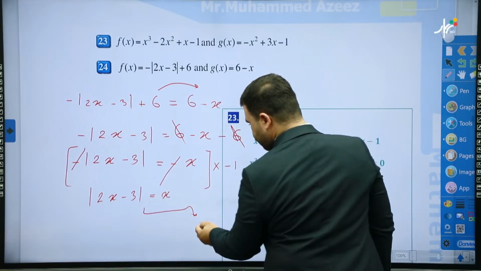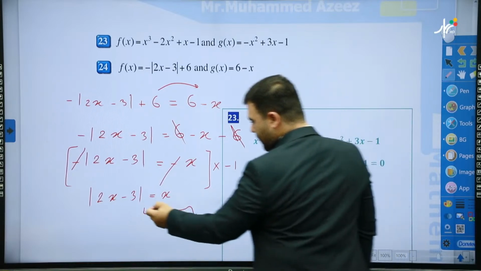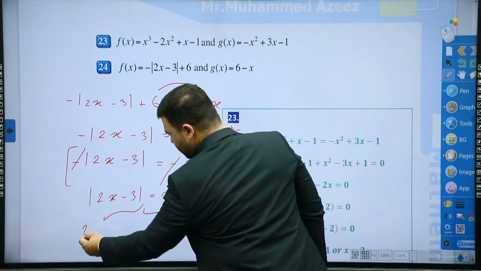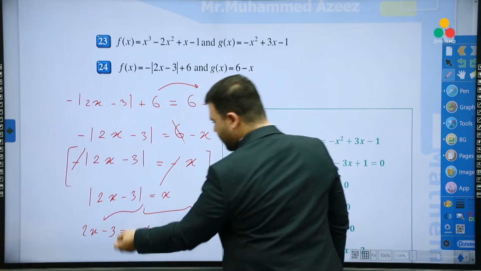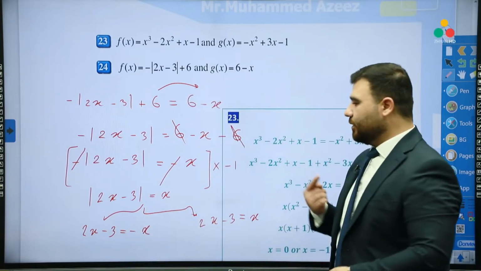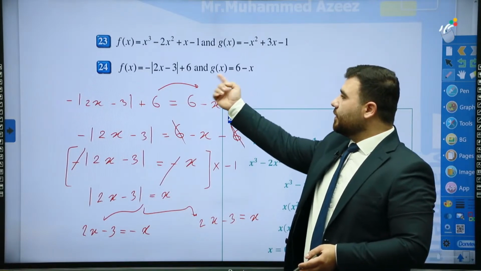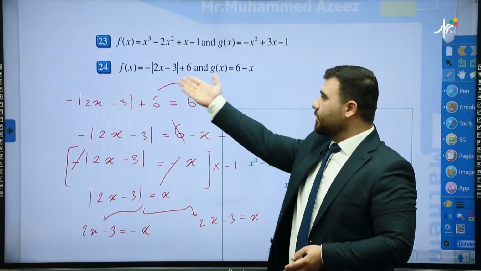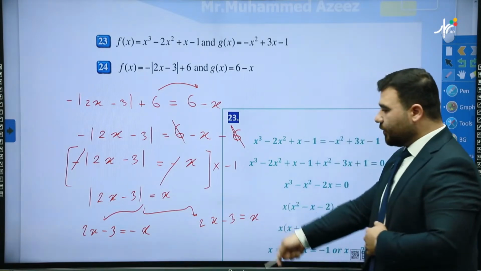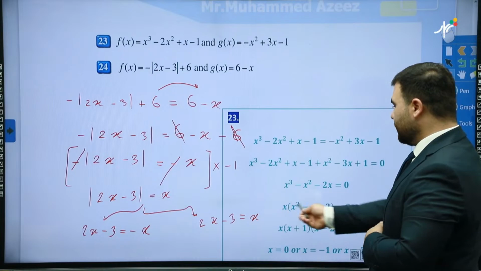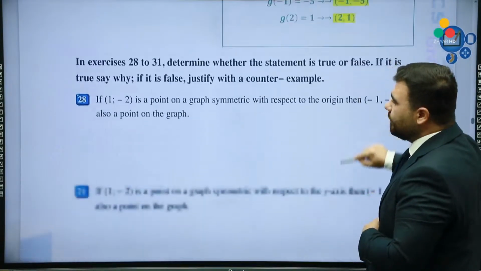Then there will be two cases. One case: 2x minus 3 equal x, and the other case: 2x minus 3 equal negative x. Then by solving each one, we will get one point of intersection. Then there are 2 points of intersection between this absolute value and this linear function. You can complete, it's easy. X goes to the other side, then negative 3 to the other side, divide by 2.